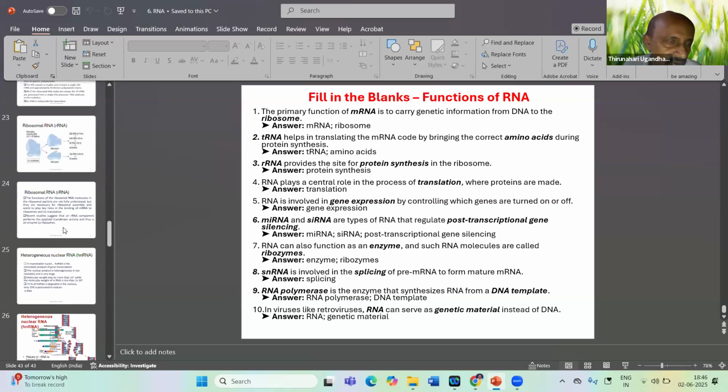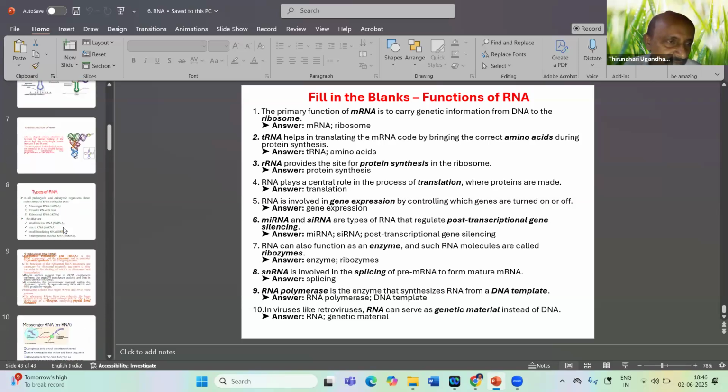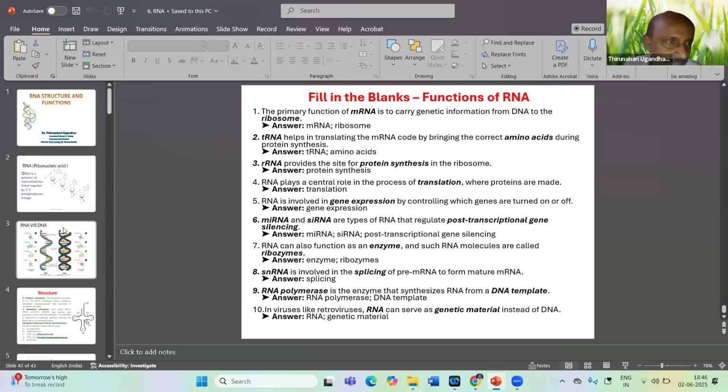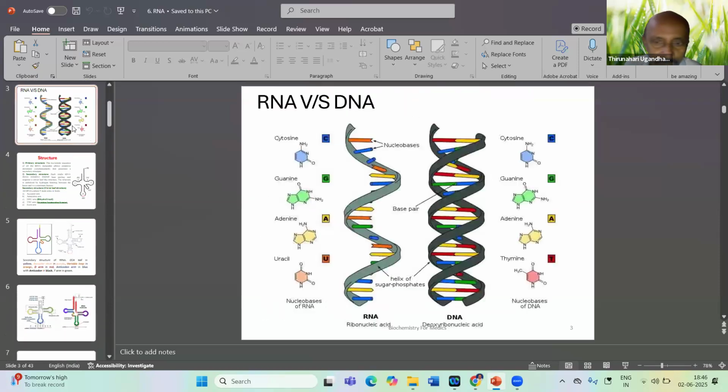Here is one basic structure. The differentiation is single-stranded RNA versus double-stranded DNA. Thymine and uracil are the difference: this is thymine, but here is uracil, U and T.